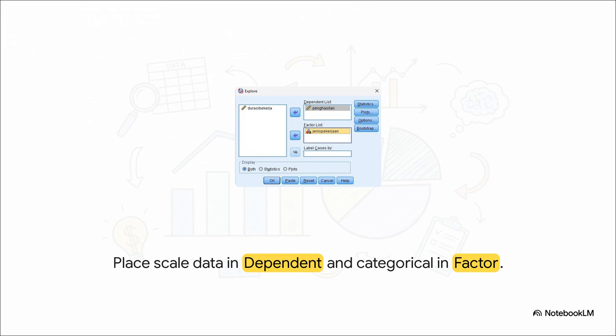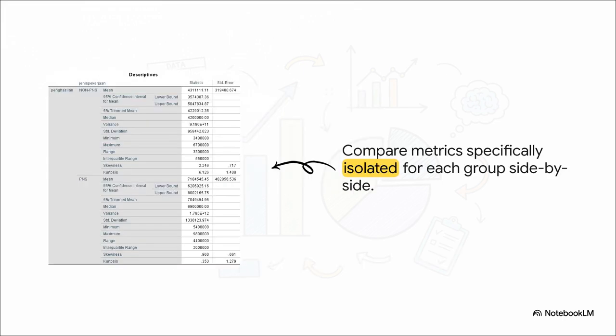We're essentially whispering to the software, hey, tell me all about income, but factor in whether they are a civil servant or not. And this isolates the statistics beautifully. Instead of just giving us one big blended average, it gives us a deep dive into the income metrics specifically separated for PNS versus non-PNS employees. We can finally compare their means, minimums, and maximums side by side. Guys, this is where true comparative analysis actually happens.